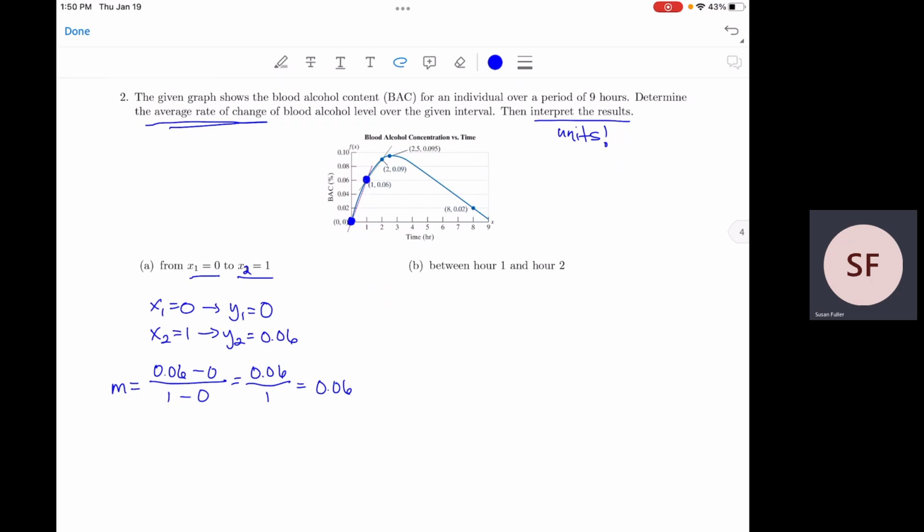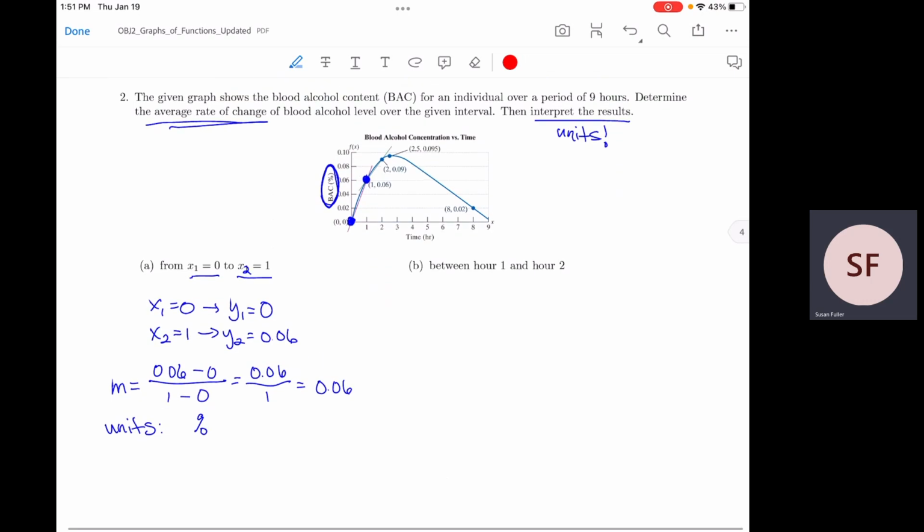Now we have to interpret the results and figure out what this 0.06 even means. Okay, units. I said units were going to help us here. So the units of this are going to be the units of y per unit of x. So what are my units of y? You can either read the statement of the problem, or we can look at our graph here. I think the graph is helpful. This tells us what y is. y is our blood alcohol content in percentage. That means that the units of y is percent.